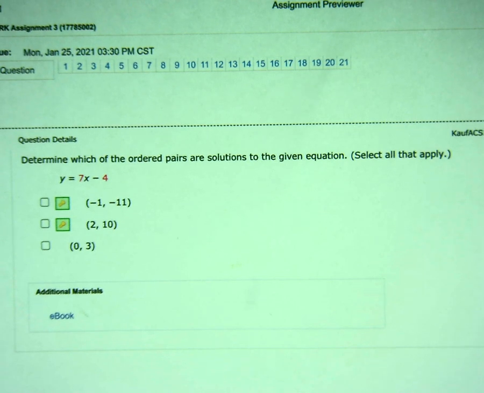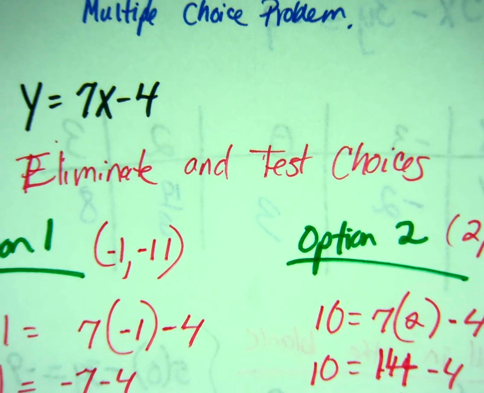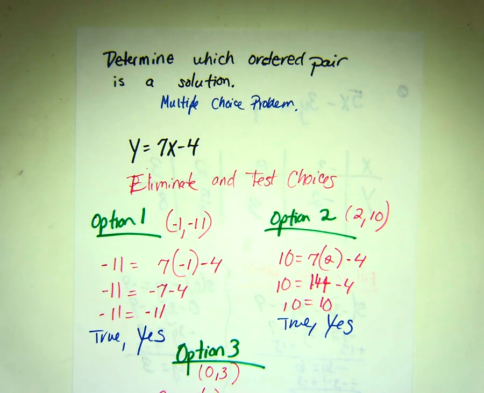So I'm going to flip the page, and you're going to see a bunch of handwriting. Hopefully you can see my handwriting in the different colors. It's a multiple choice problem, and here's once again the actual equation. When it's your turn to do this, you're going to eliminate the options and test the choices. By test the choices, I mean you're going to actually plug and shove.